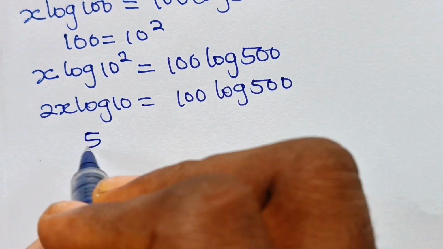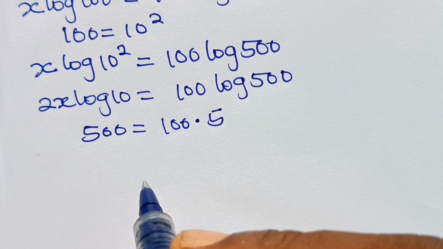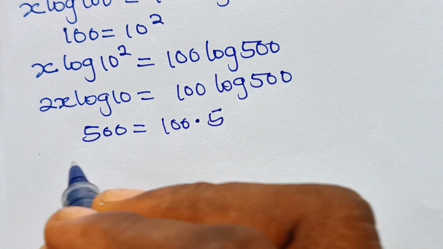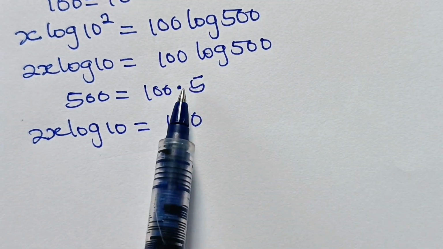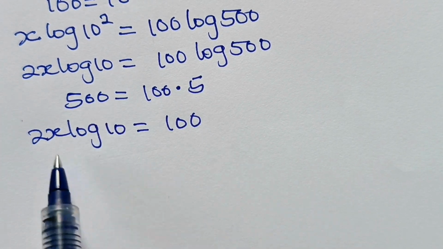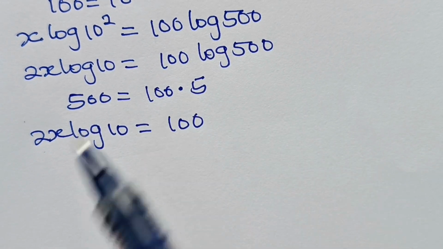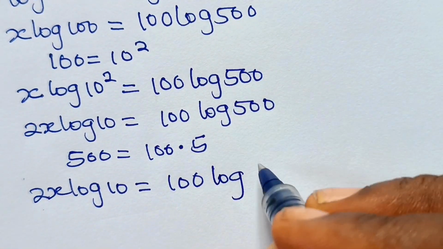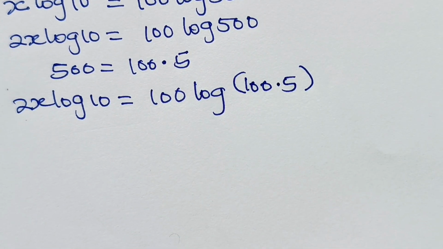Now 500 is equal to 100 multiplied by 5. So that means that we can rewrite this as 2x log 10, which is what I've written, is equal to 100 log of 100 multiplied by 5.